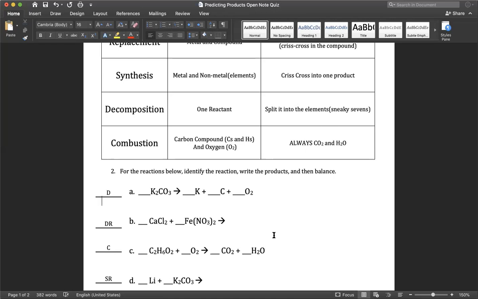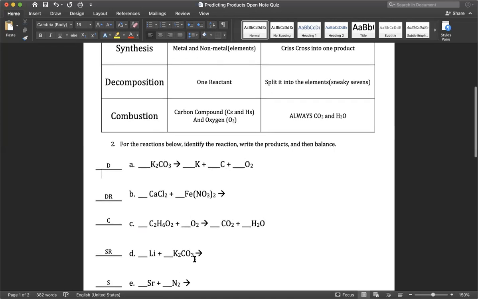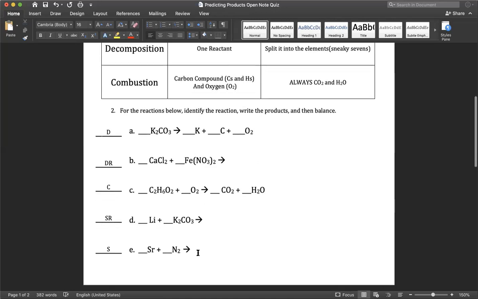And all the other ones require, so decomposition and combustion are probably the simplest. The other ones require crisscrossing and charges. Okay, so let's start with synthesis because it's probably the simplest one.